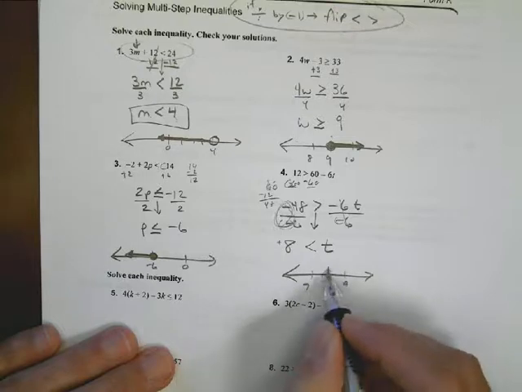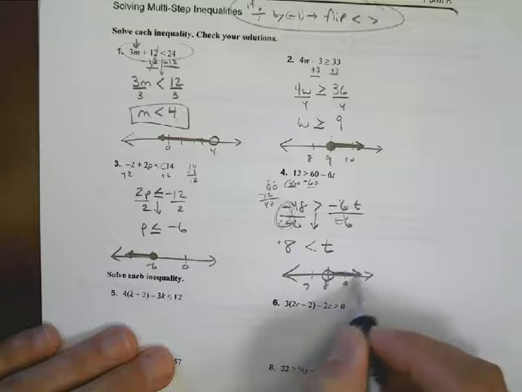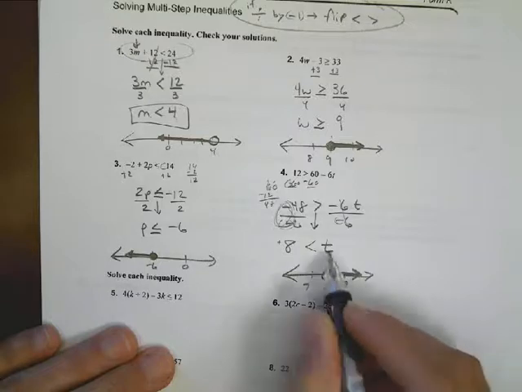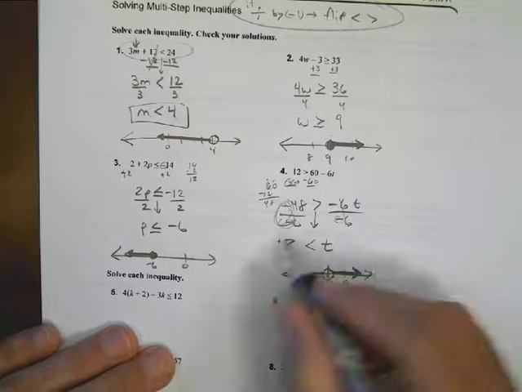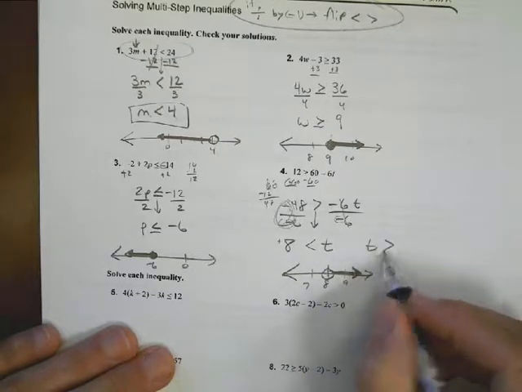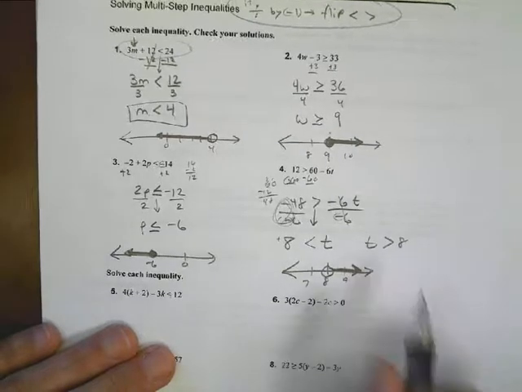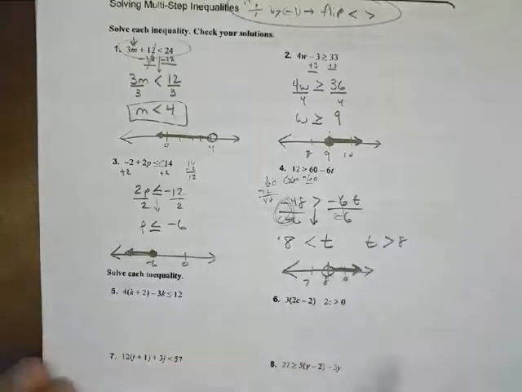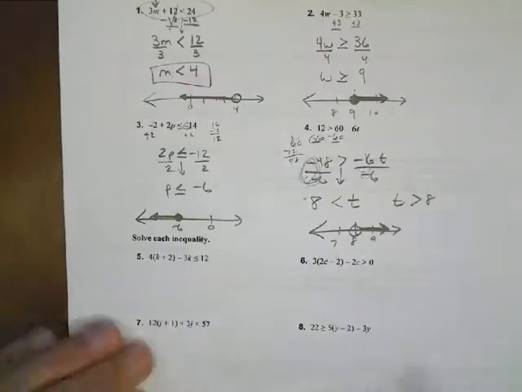Here's 9, here's 7, and open circle because it's just not an equal sign. So t is anything greater than 8. If you wanted to write it the other way, you could write 8 is less than t if it helps you read it out better, but that's the same thing. Okay, let's look at the ones down below.